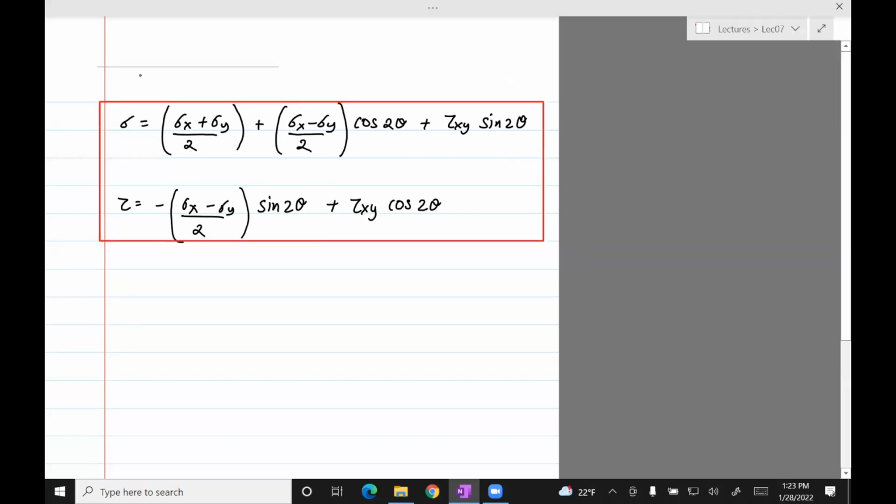So don't worry about the length of the formula. You'll have all the formulas given to you for the exam.